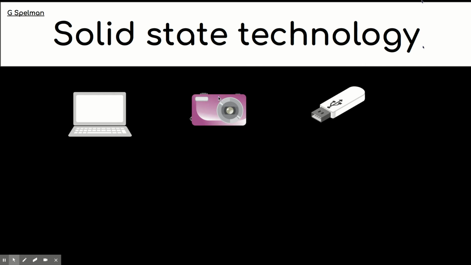A camera could have a solid state card to store videos and photos. And this laptop could have a solid state internal hard drive, which is more sensible and practical in a portable computer because it won't have moving parts and it's quite light.